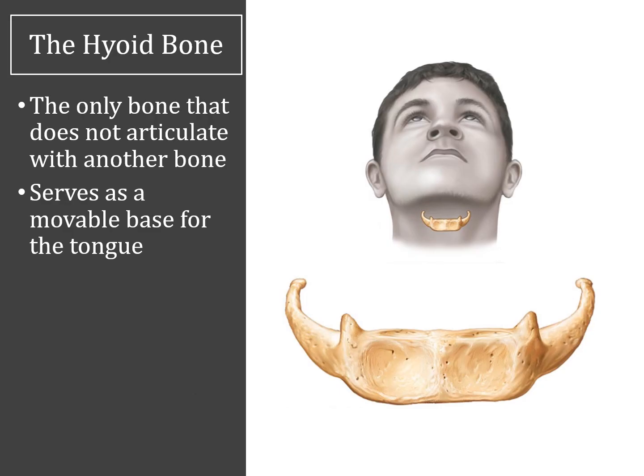Next is the hyoid bone. This is the only bone in your body that doesn't articulate or connect with another bone. This is actually the bone that your tongue muscle is connected to, and it's going to be in your throat.